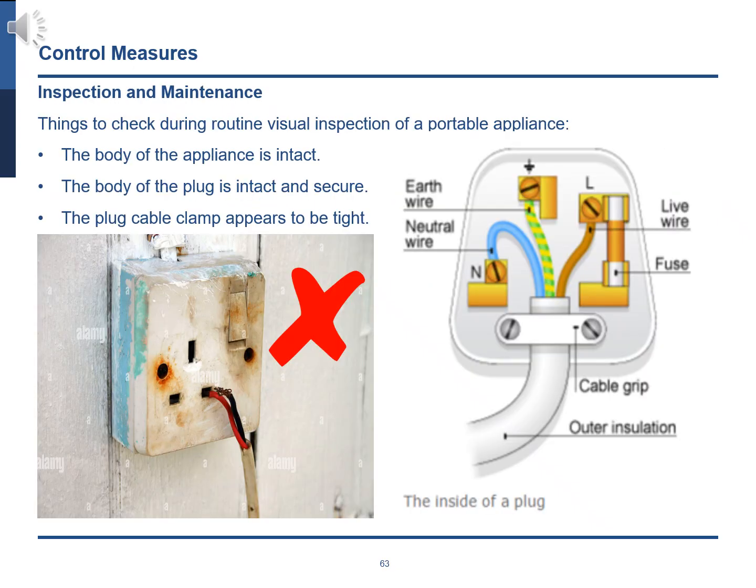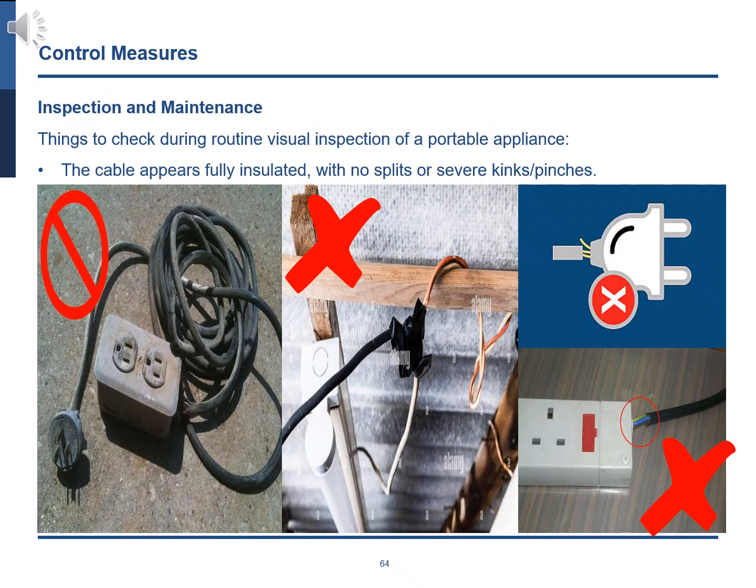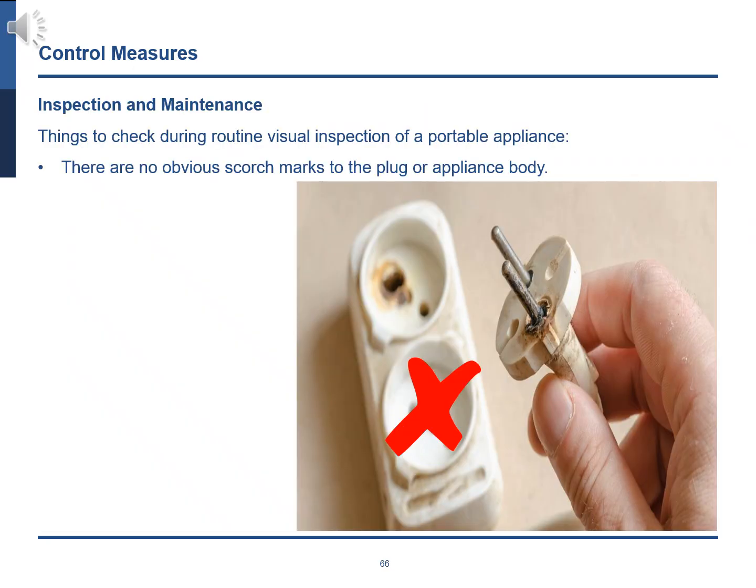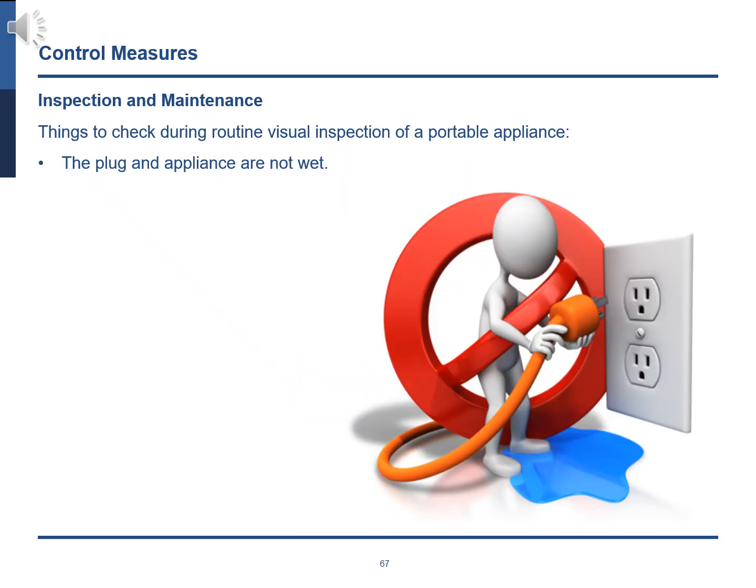Things to check during routine visual inspection of a portable appliance. The body of the appliance is intact. The body of the plug is intact and secure. The plug cable clamp appears to be tight. The cable appears fully insulated, with no splits or severe kinks or pinches. There are no obvious scorch marks to the plug or appliance body. The plug and appliance are not wet.